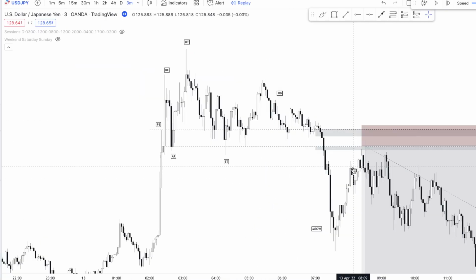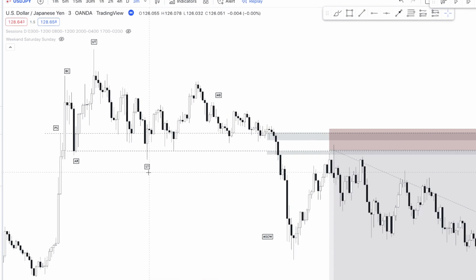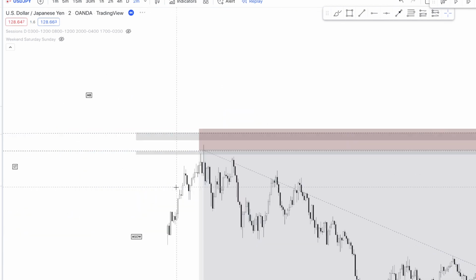So here, I had 2 points of interest. I had the one that aligns with the PS, and then I had the one that aligns with the regular AR, which is my normal scenario.